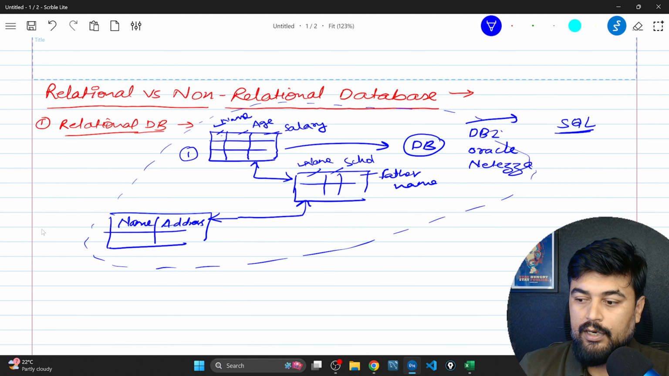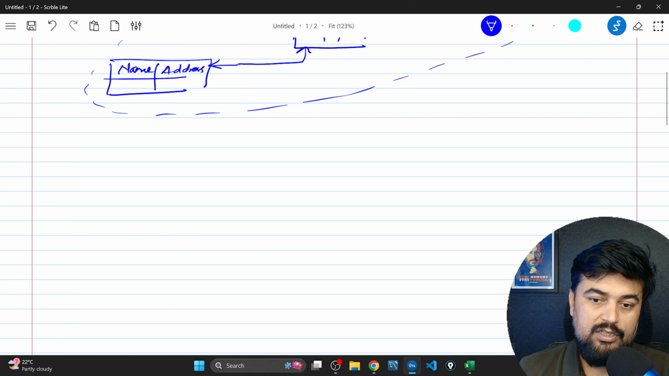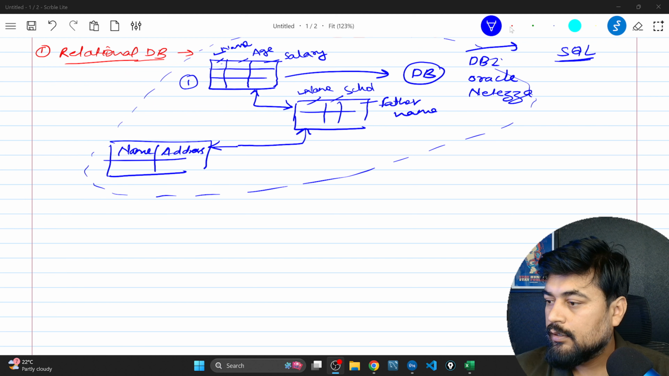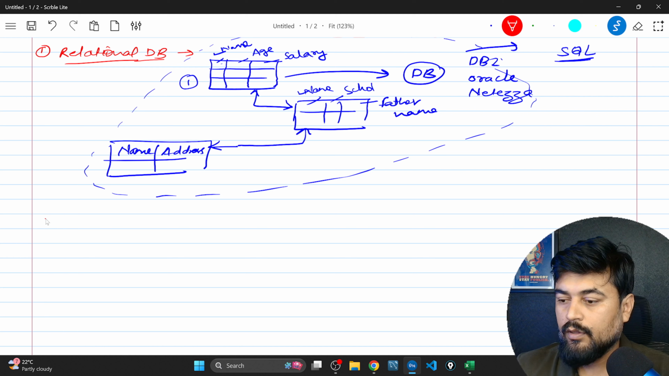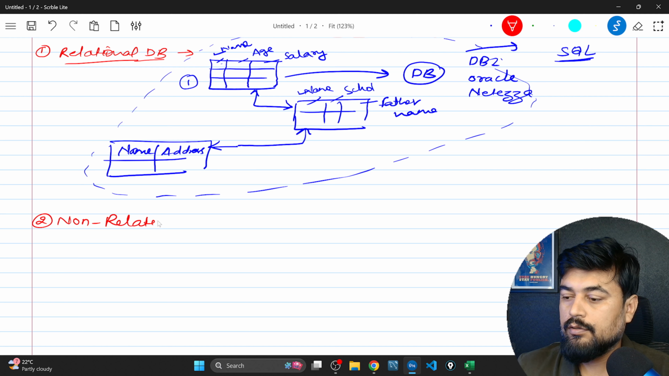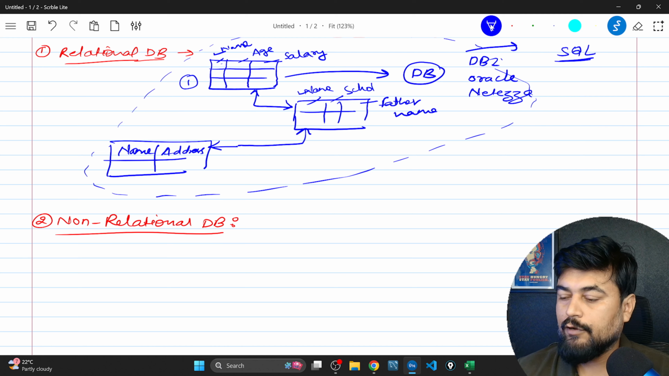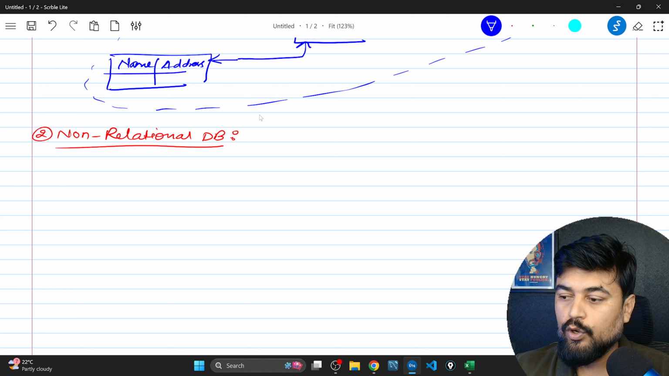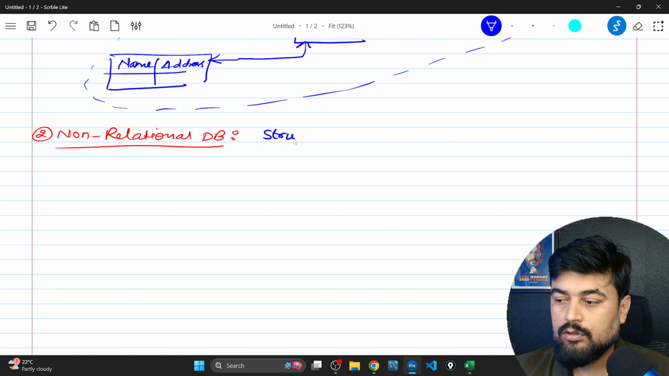That is number one. Now let's talk about what is a non-structured or non-relational database. For that, let me first write the name. So this is your non-relational database. Now how will I define this one? Unlike the previous one, which is the relational database, in a non-relational database you don't have a structure. So basically it is not a structured database.